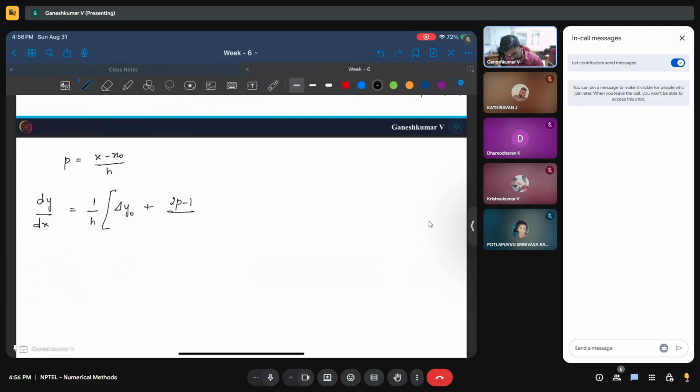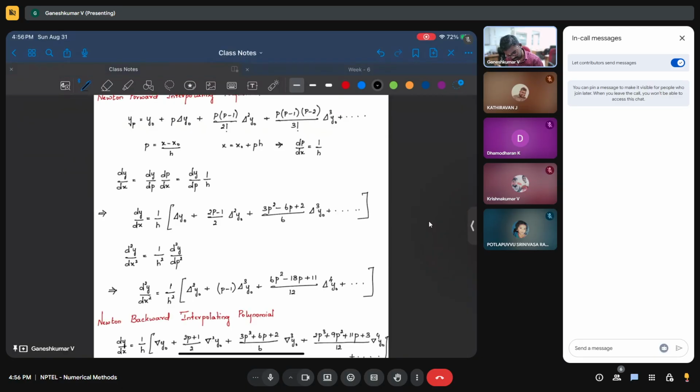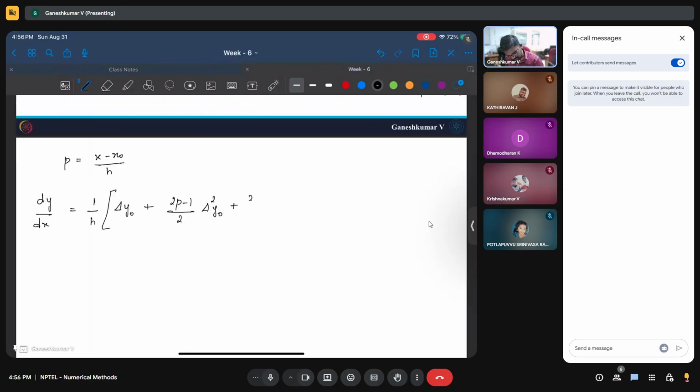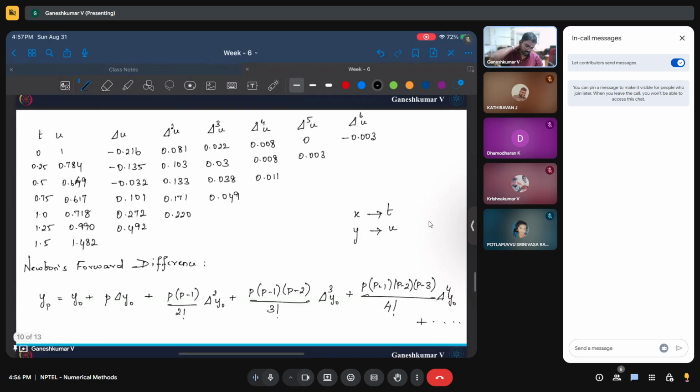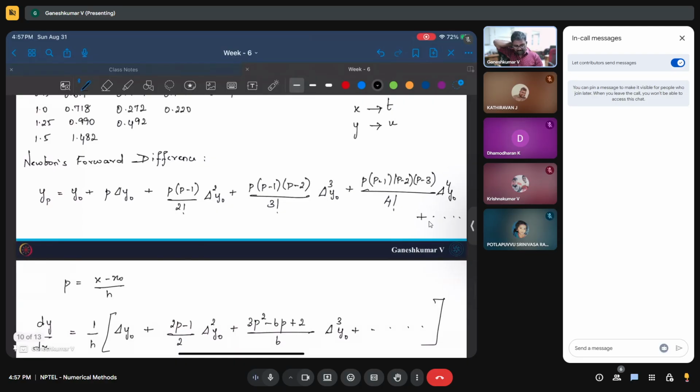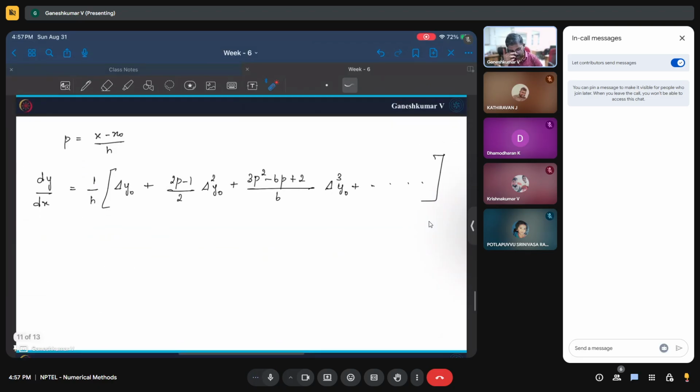2p minus 1 by 2 delta square y naught, plus 3p square minus 6p plus 2 divided by 6, I guess, 6 delta cube y naught, plus you can keep on adding it. So I think it will go till delta 6 y naught. Okay, so you just need to express it as a polynomial and differentiate it, and you can write it. That is the way.